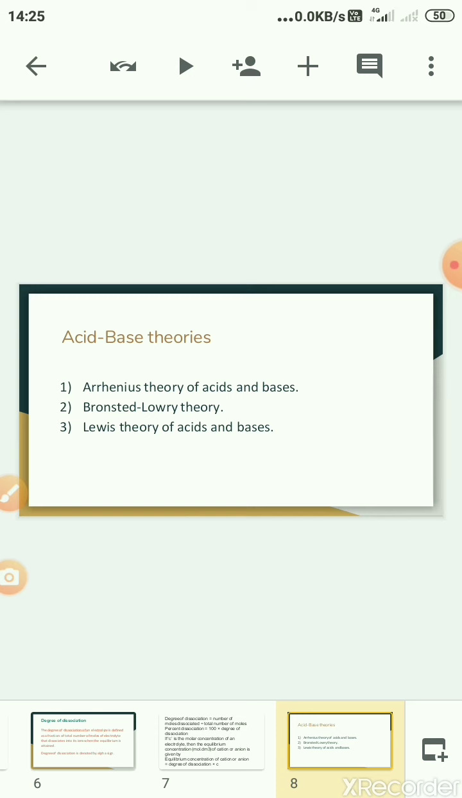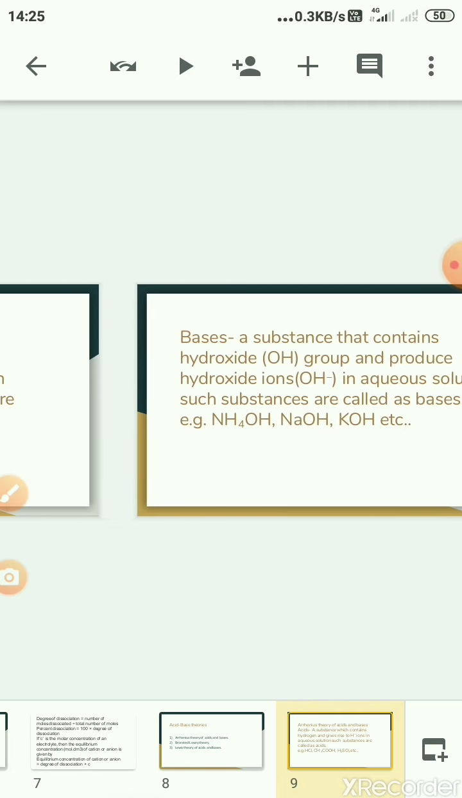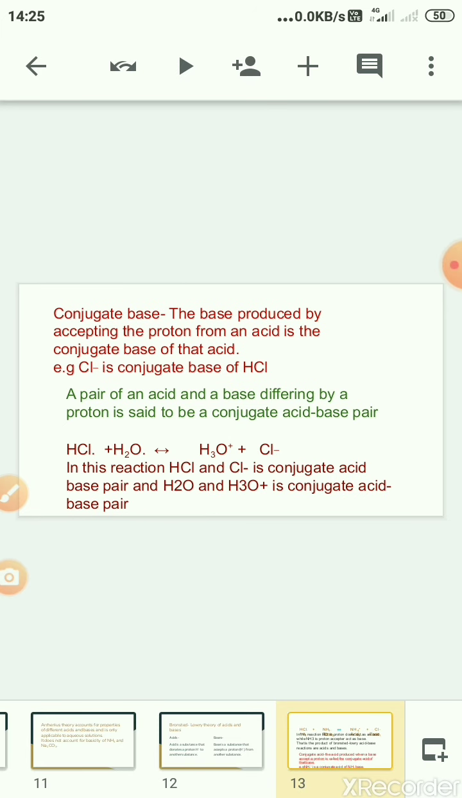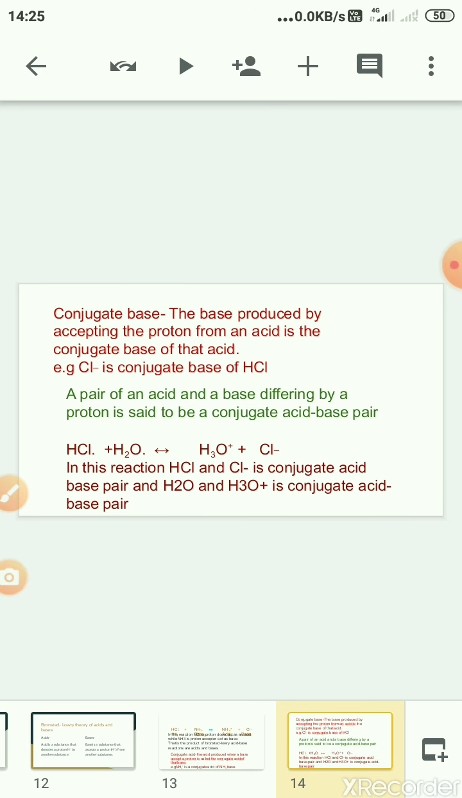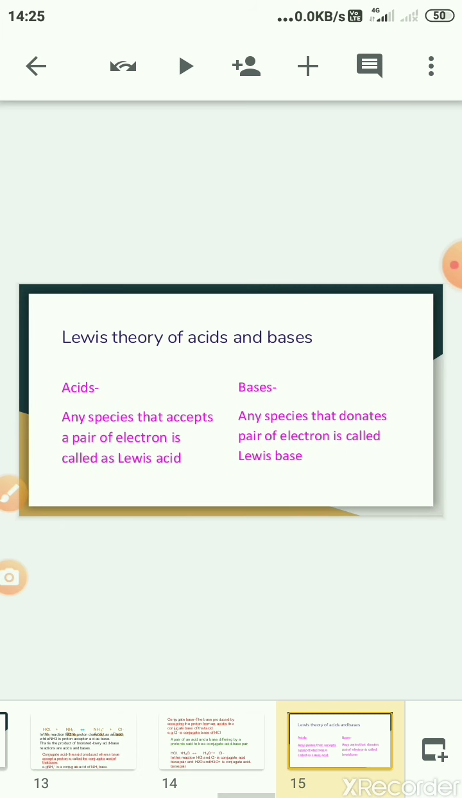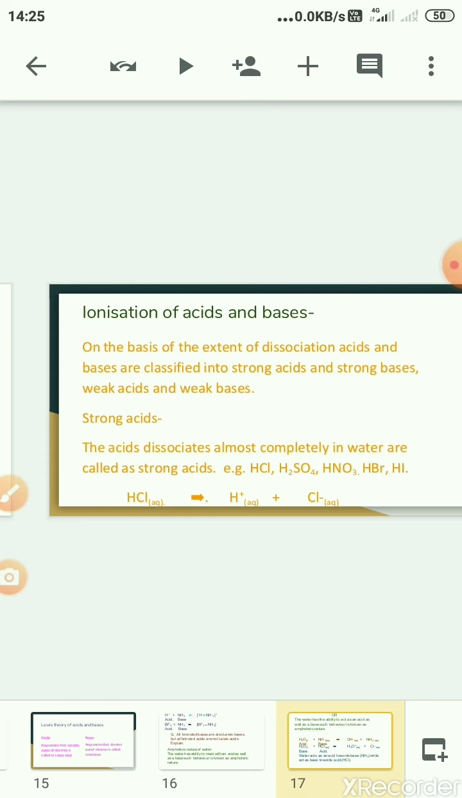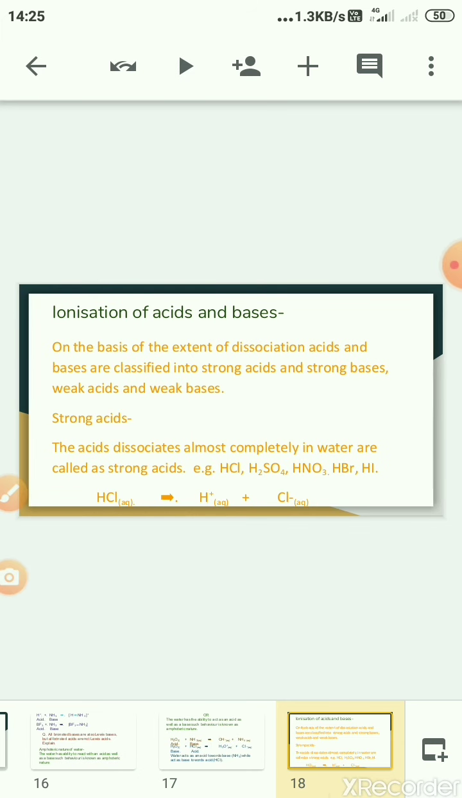Out of which we have seen the Arrhenius theory of acids and bases, the second one Bronsted-Lowry theory of acids and bases, and third one we have just seen definitions of acids and bases according to Lewis theory. Also we have seen examples of acids and bases as per the Arrhenius theory as well as the Bronsted-Lowry theory. Now we are going to see definitions of acids and bases according to Lewis theory.